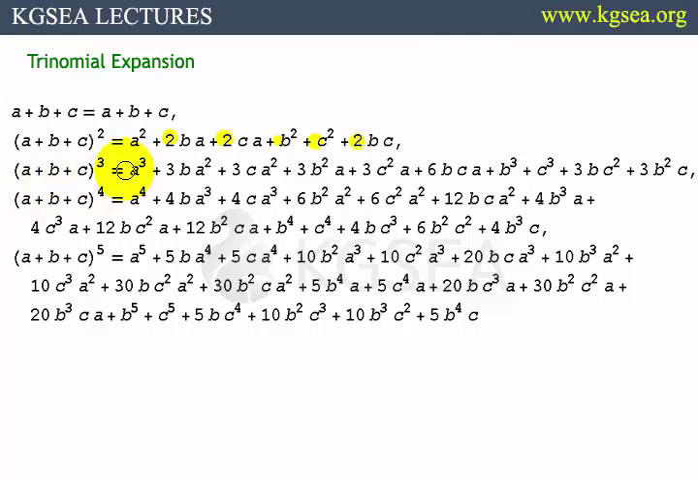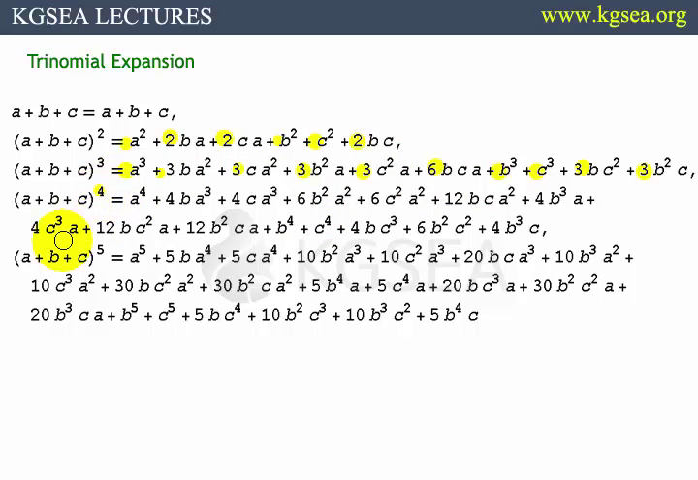The cube terms have 1, 1, and 1. And the other terms, most of them have 3. But one has 6. The one that has all 3 terms has 6.